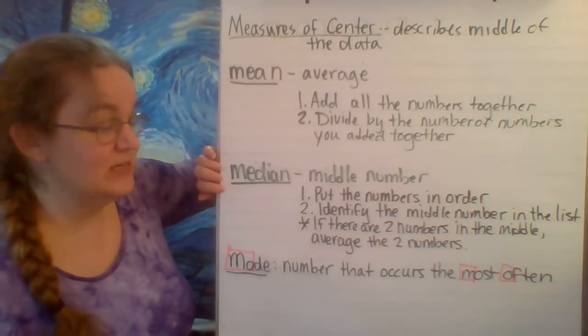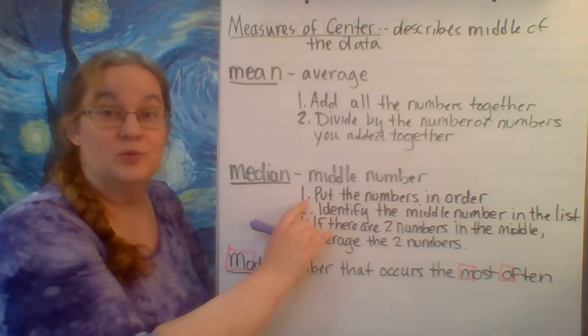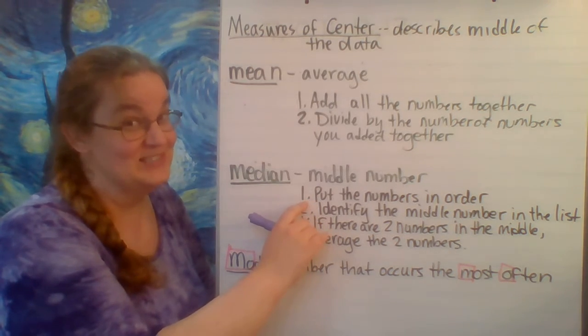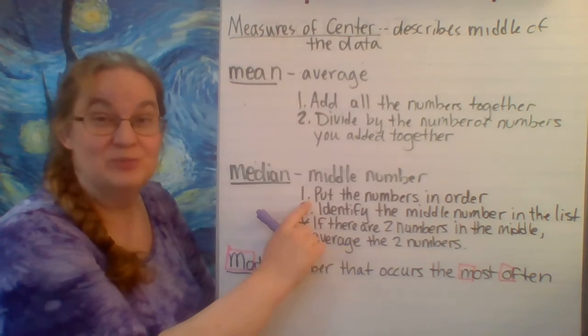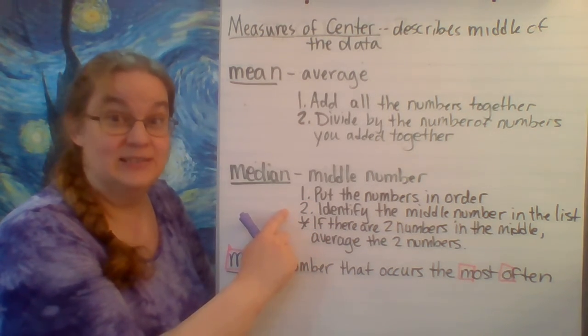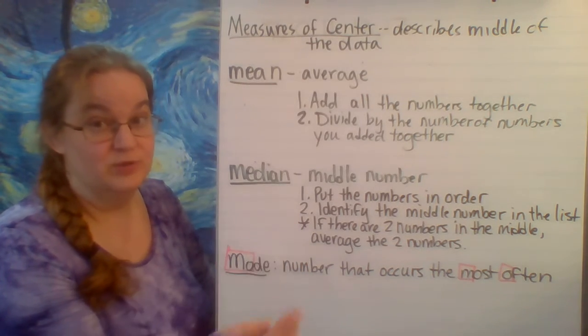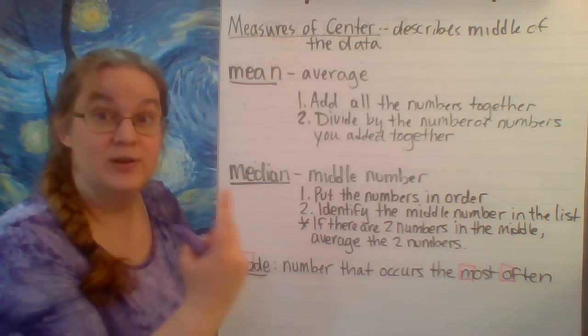Okay. The median is the middle number. In order to find it, you have to put the numbers in order. If they're not in order, it's not likely to be correct. So make sure that you put the numbers in order, and then you're going to identify the middle number in that list. Now, if there's a single middle number, so you have an odd number of numbers, like 7 numbers, there's going to be 1 number in the middle.